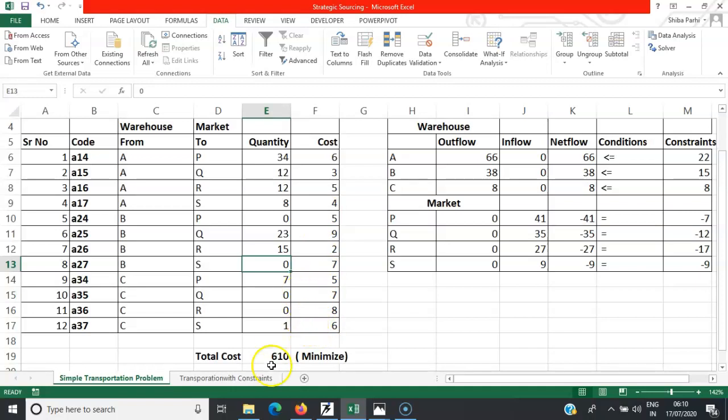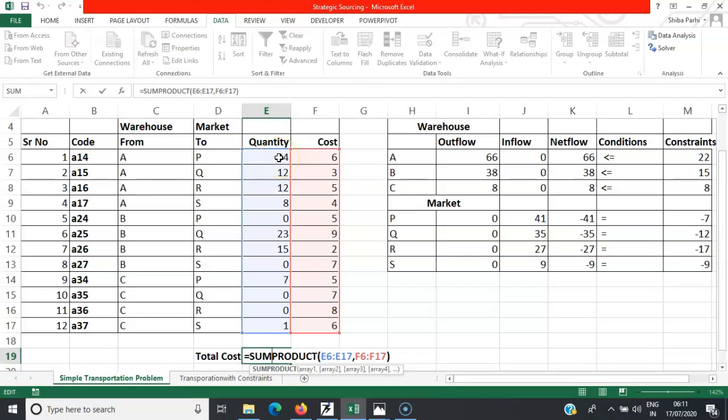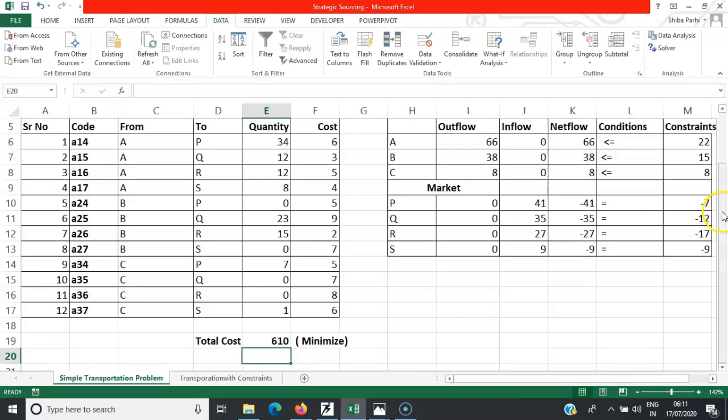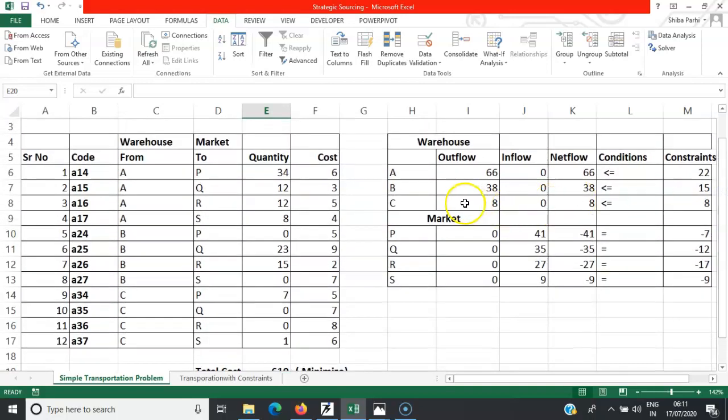Now we want to calculate. So the total cost is the total quantity we are supplying from one node to the other, and the cost along with it. So the total cost is the SUMPRODUCT of cost and quantity, and the total quantity that can outflow from A, B, C. So that is how we can calculate. There is a constraint that the quantity that can flow from A is 22, from B is 15. So these are the constraints.